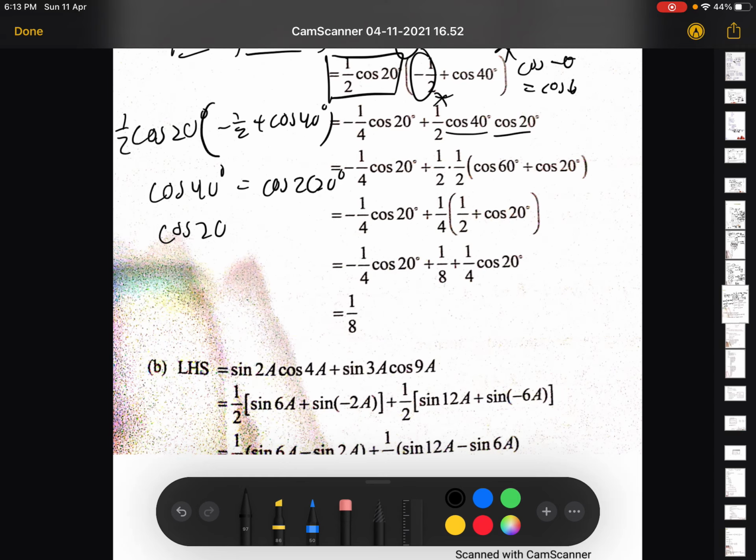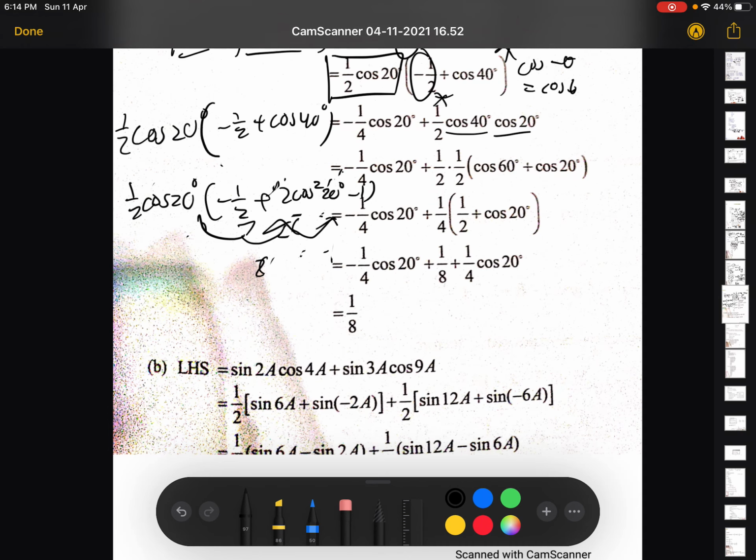So cos 2 theta is equal to 2 cos square theta minus 1. Right, so I will sub it in. So 1 over 2 cos 20 minus 1 over 2 plus 2 cos square 20 minus 1. If I continue multiplying it, I wouldn't be able to get the answer, because I will get here 2 cos cubed 20 degrees.